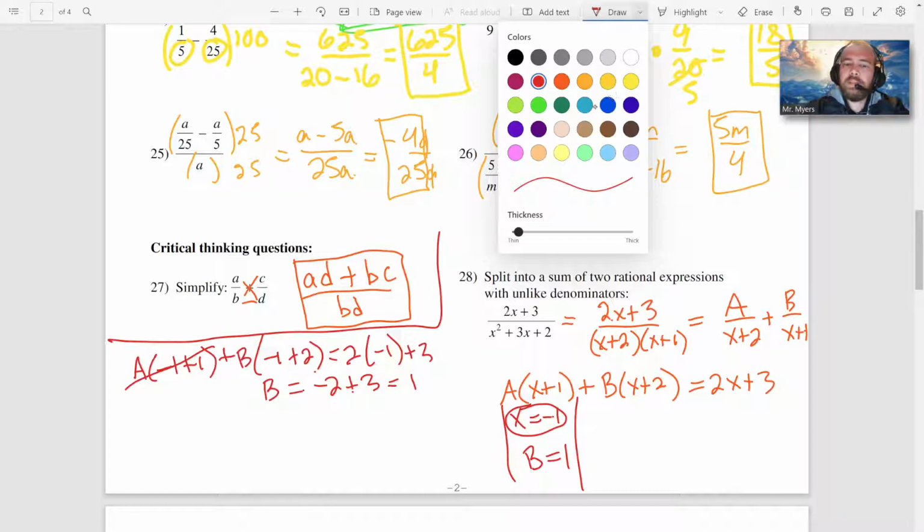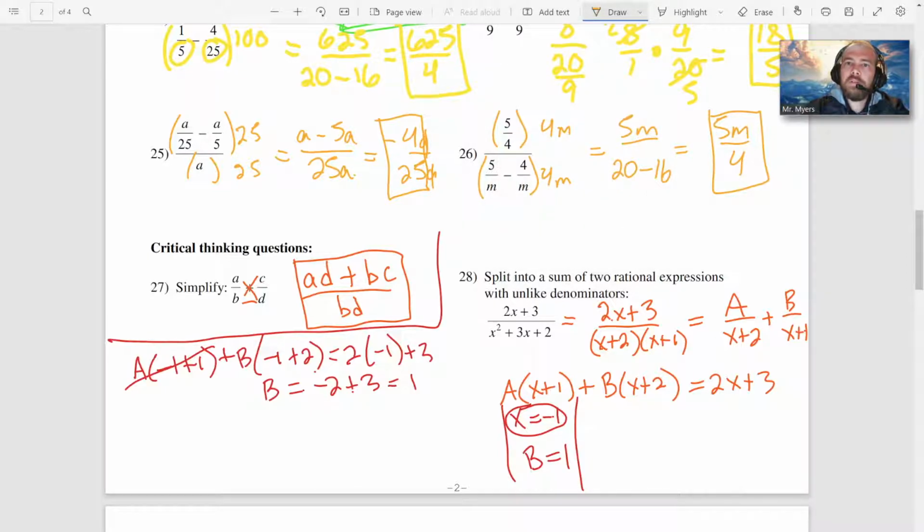And if we want to do it again, let's do a lighter yellowish orange on this one. So now, what if we do this? X equals -2. Okay, so then it would be a, -2 plus 1, plus b, -2 plus 2, equals 2 times -2 plus 3. Okay, this time, -2 plus 1 is -1, so this is negative a. But then the b cancels because -2 plus 2 is 0. 0 times anything is 0.